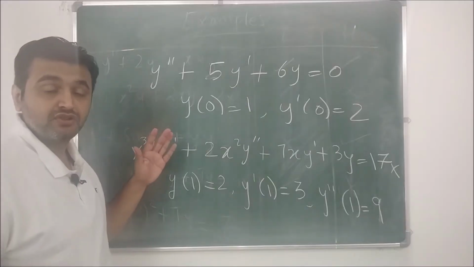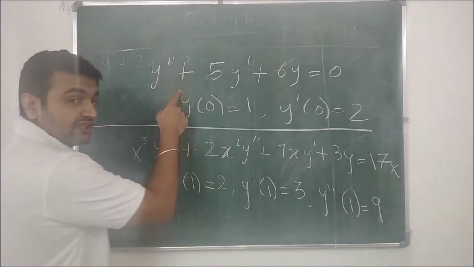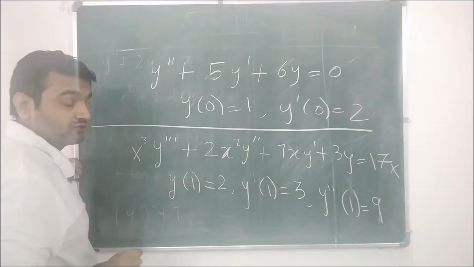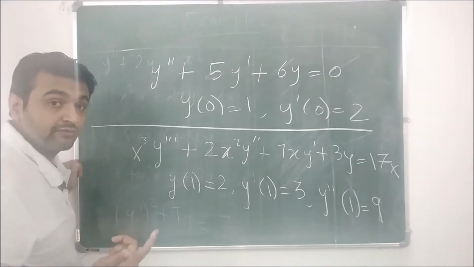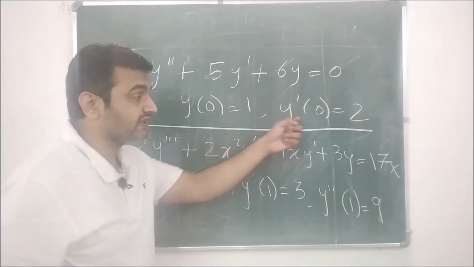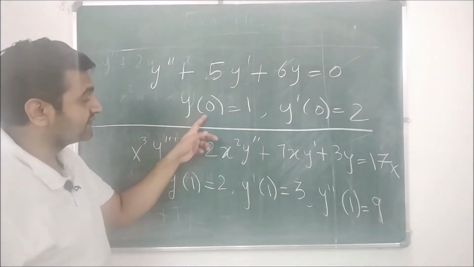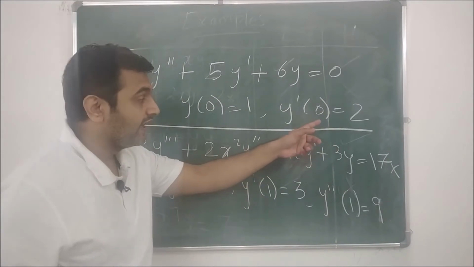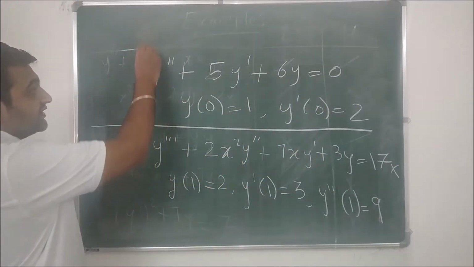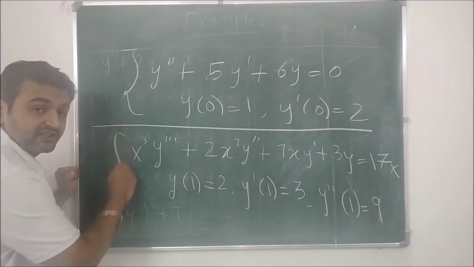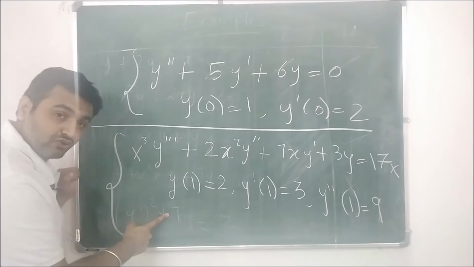So these are examples of an initial value problem. If you see the first one, this is a second order linear differential equation. Since it's second order, its general solution will involve two arbitrary constants. Since we have two arbitrary constants, we will need two conditions, or two values, to find those constants. Therefore y of 0 is 1 and y dash of 0 is 2. We will use these conditions to find the values of the arbitrary constants. So this is an initial value problem. This is another initial value problem because a differential equation is given to you and initial conditions are also given to you.